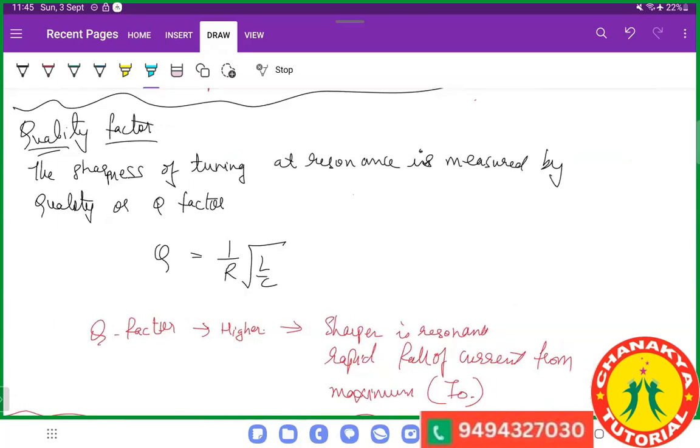Next is your quality factor. Quality means how good it is, how good that resonance is. So quality factor means the sharpness of tuning at the resonance. Now, what do you mean by resonance? Does anyone know that? Sir, XL must be equal to XC. Yes, that is by formula. But what exactly is resonance?